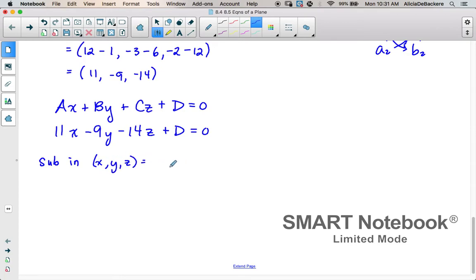And you can choose any of the 3 points, P, Q, or R, the original points in the question. So again, there's a bit of choice here. I'm going to choose Q because it's got a 0. So that's less math for me to do, and there's no negatives, but you could pick any point that you like. So I'm going to plug that in.